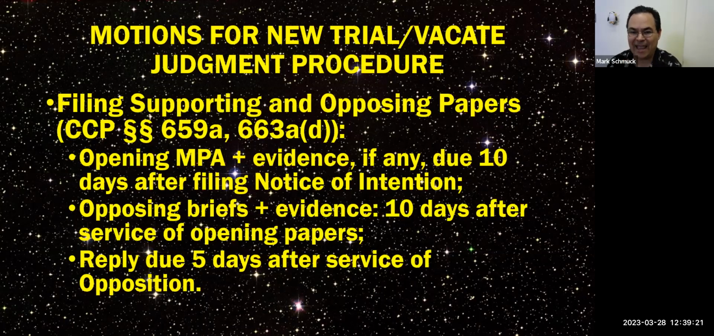Now, the court does have the discretion to extend these deadlines for good cause, but those extensions may not exceed 10 days. But as I mentioned before, the court cannot extend the drop dead date by which the court must make its decision. It is 75 days, and that cannot nor will it change.